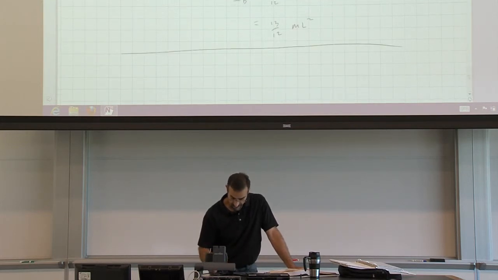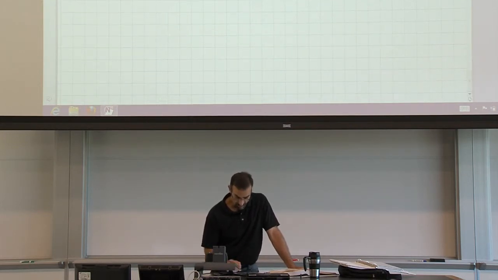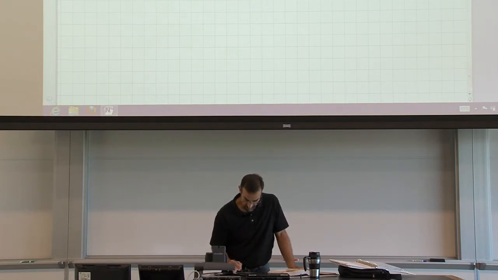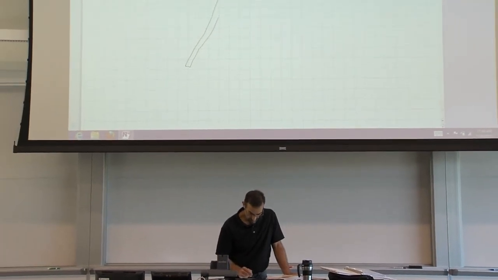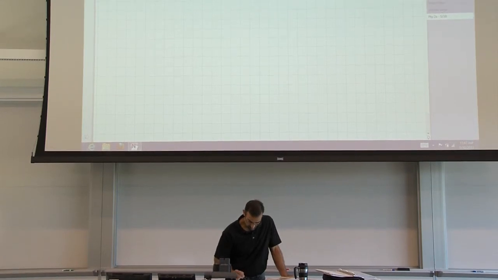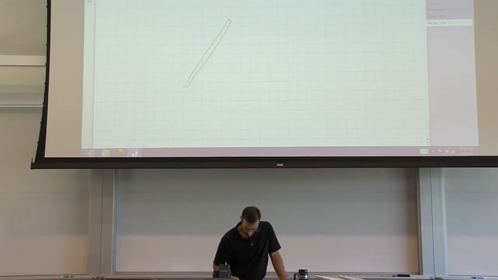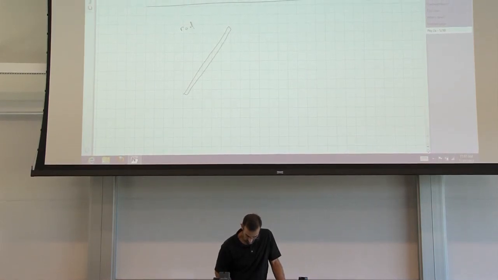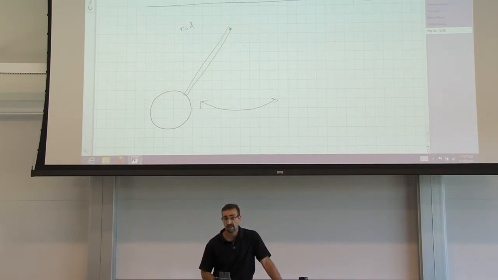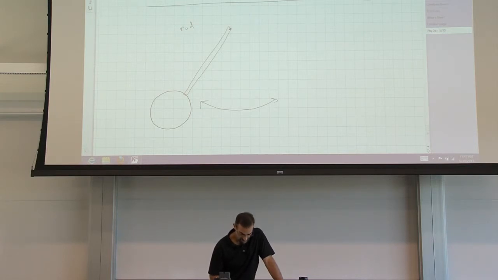Let's say we wanted to find the rotational inertia of the pendulum of a grandfather clock. So what does the pendulum on a grandfather clock look like? It looks something like this, right? There's a rod, and there's something at the end, and this thing swings back and forth. And we wanted to know what's the rotational inertia of this. Well, we could break this up into a rod and a disk.